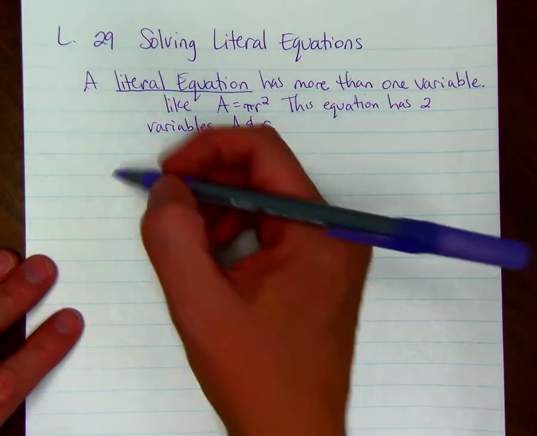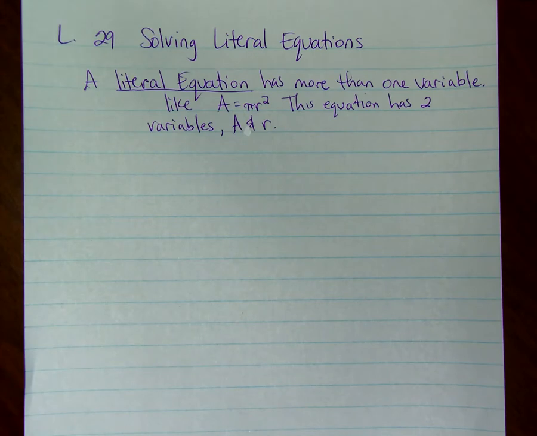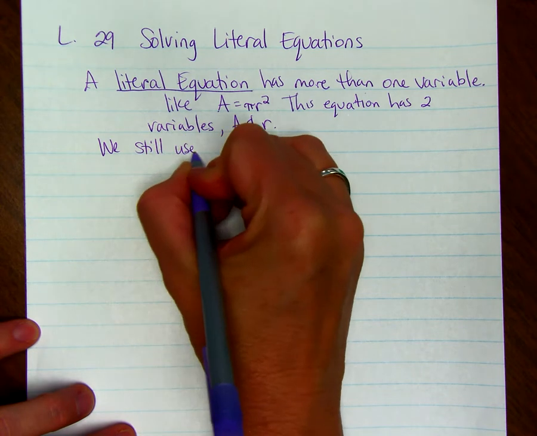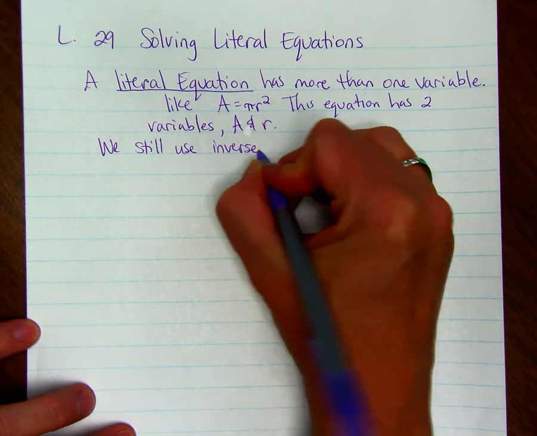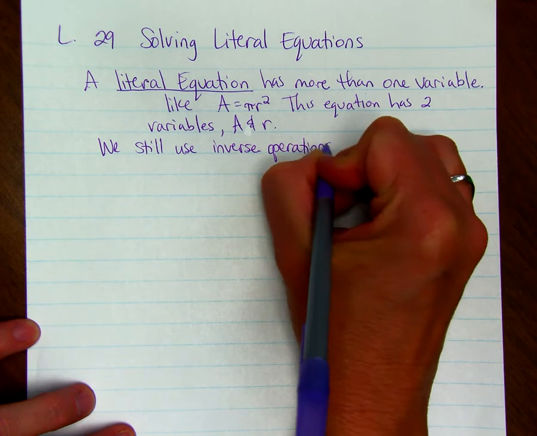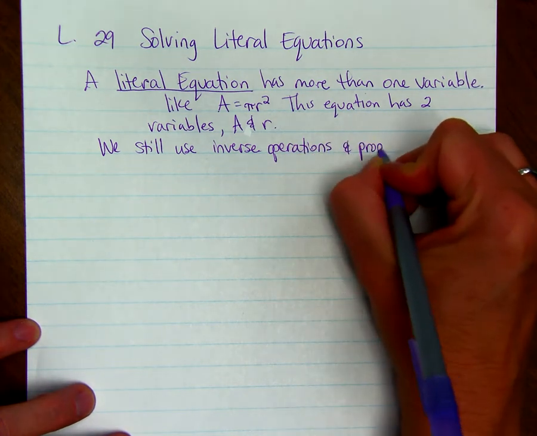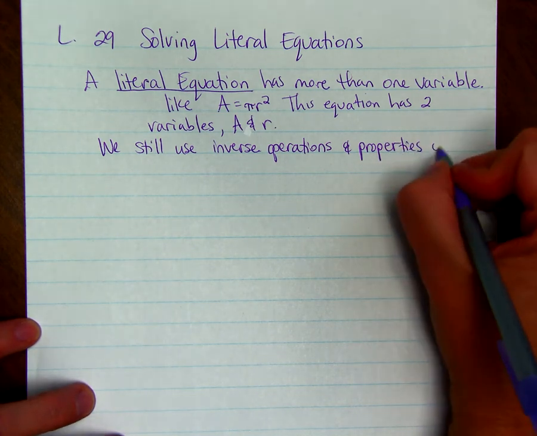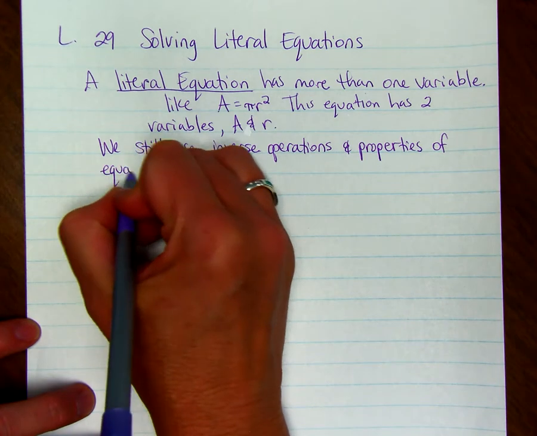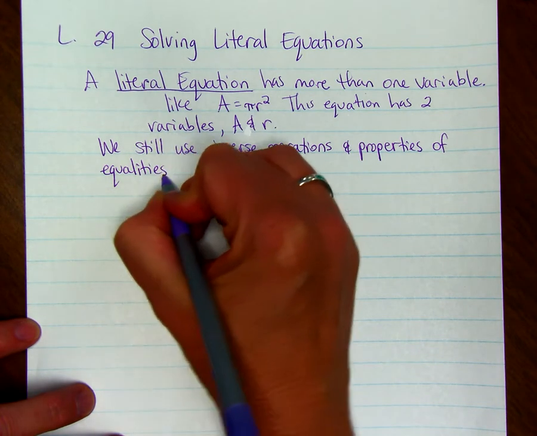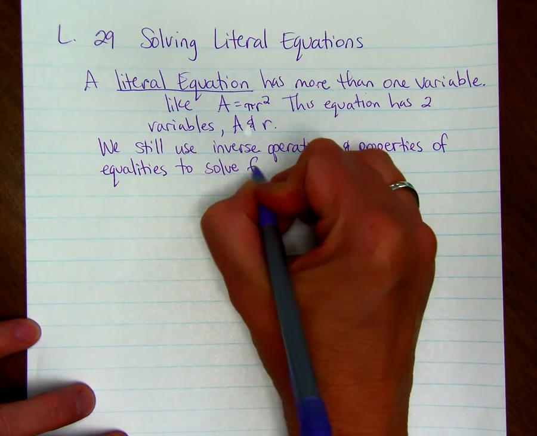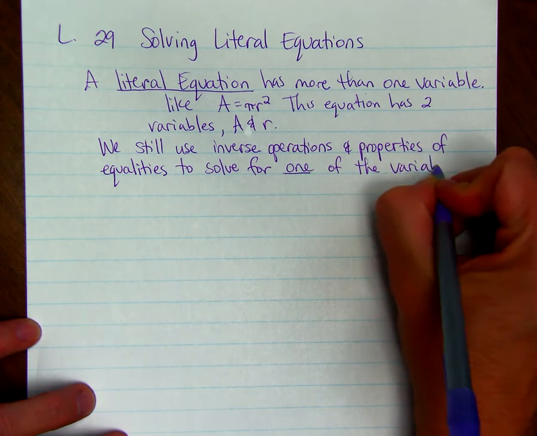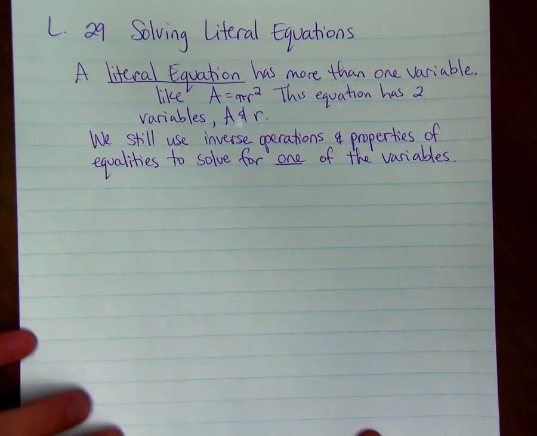So we still use inverse operations to solve for one of the variables. And we actually use properties of equality also, like the multiplication property, division property, addition property, subtraction property of equalities, to solve for one of the variables. So I'm going to show you some examples. It's an eyeball exercise for sure.